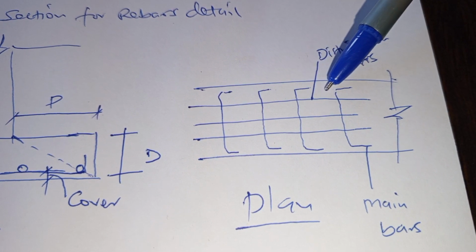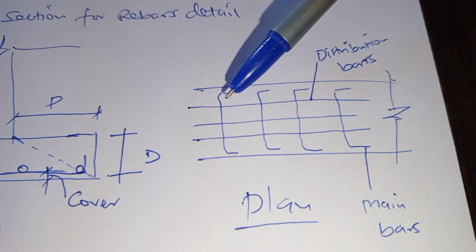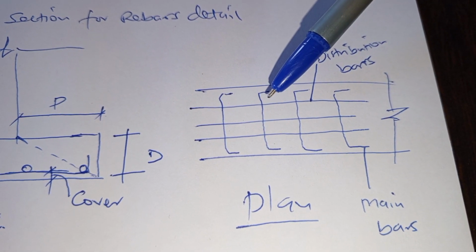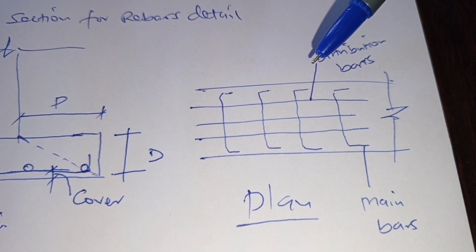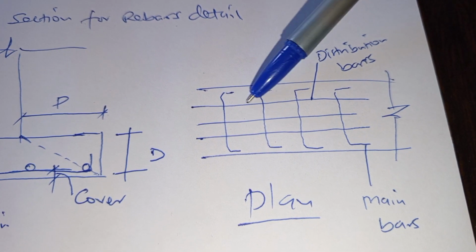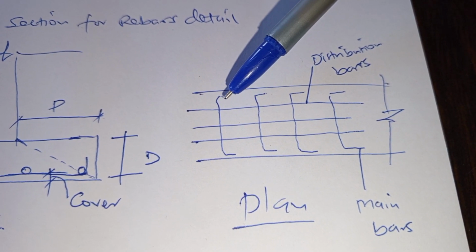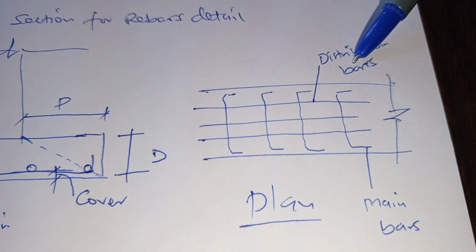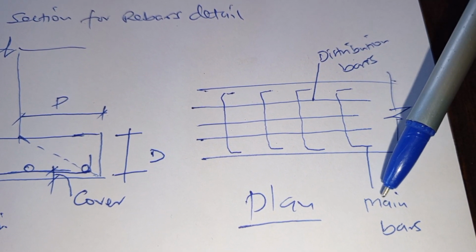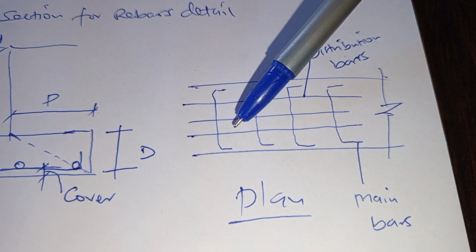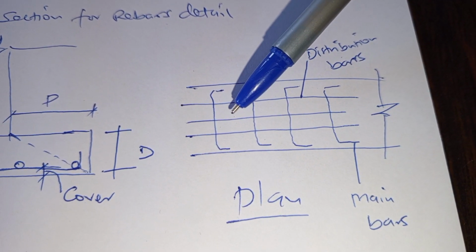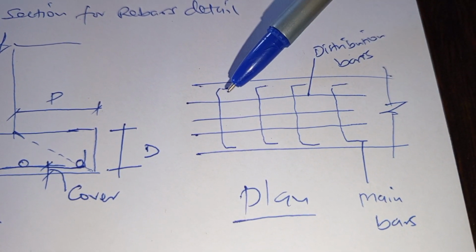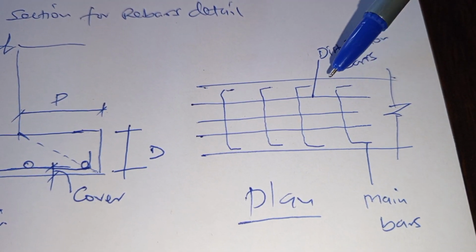This longer span of our strip footing is the longitudinal span, which is also the perimeter of the strip footing. So the bars that run along the perimeter of the footing are the distribution bars, and the bars that run along the shorter span are the main bars. Normally the main bars are the bottom one bars and the distribution bars are the bottom two bars.